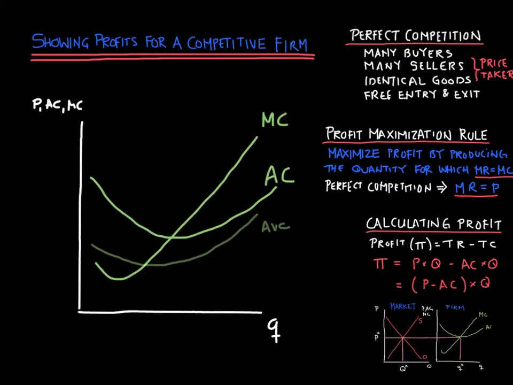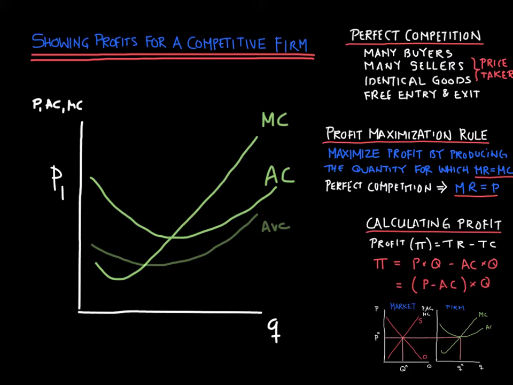With many sellers and identical goods, all the firms will be price takers. And free entry and exit will mean that there will be zero long-run profits. All right, now we want to explore how you actually show profits. Well, a firm that is a price taker will take the market price as given. Suppose the market price is equal to P1.